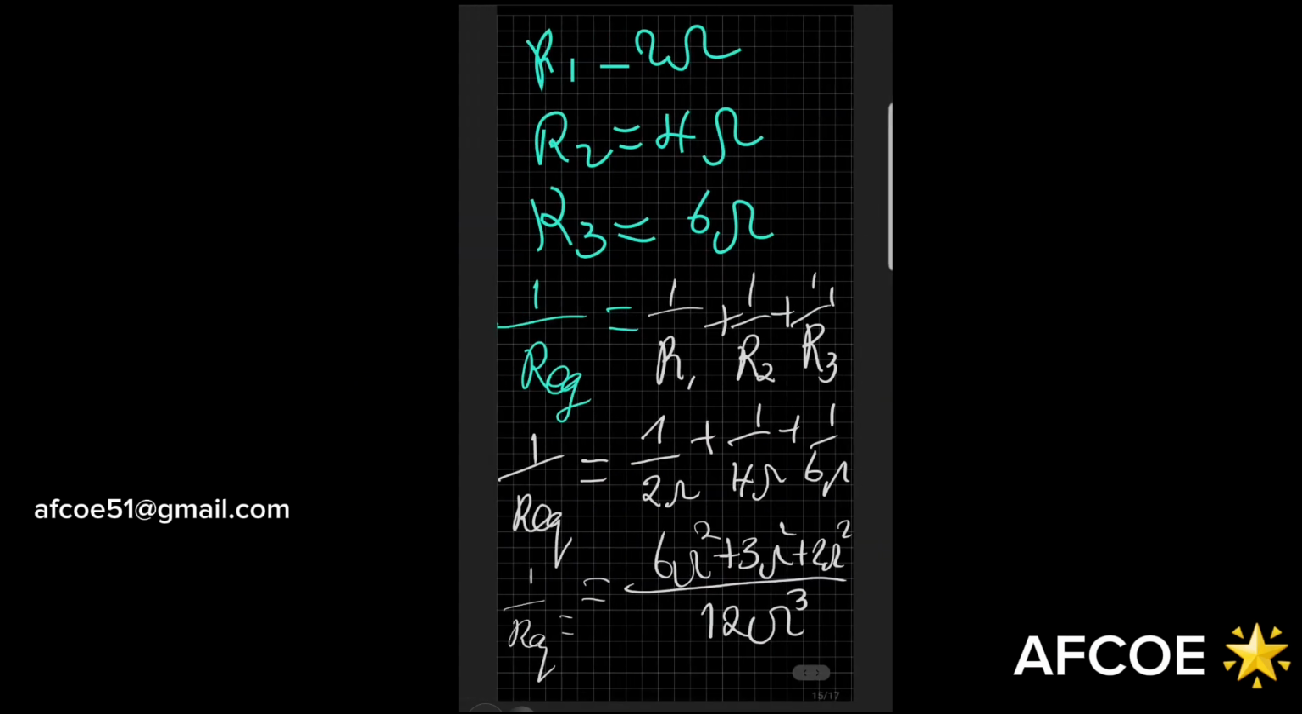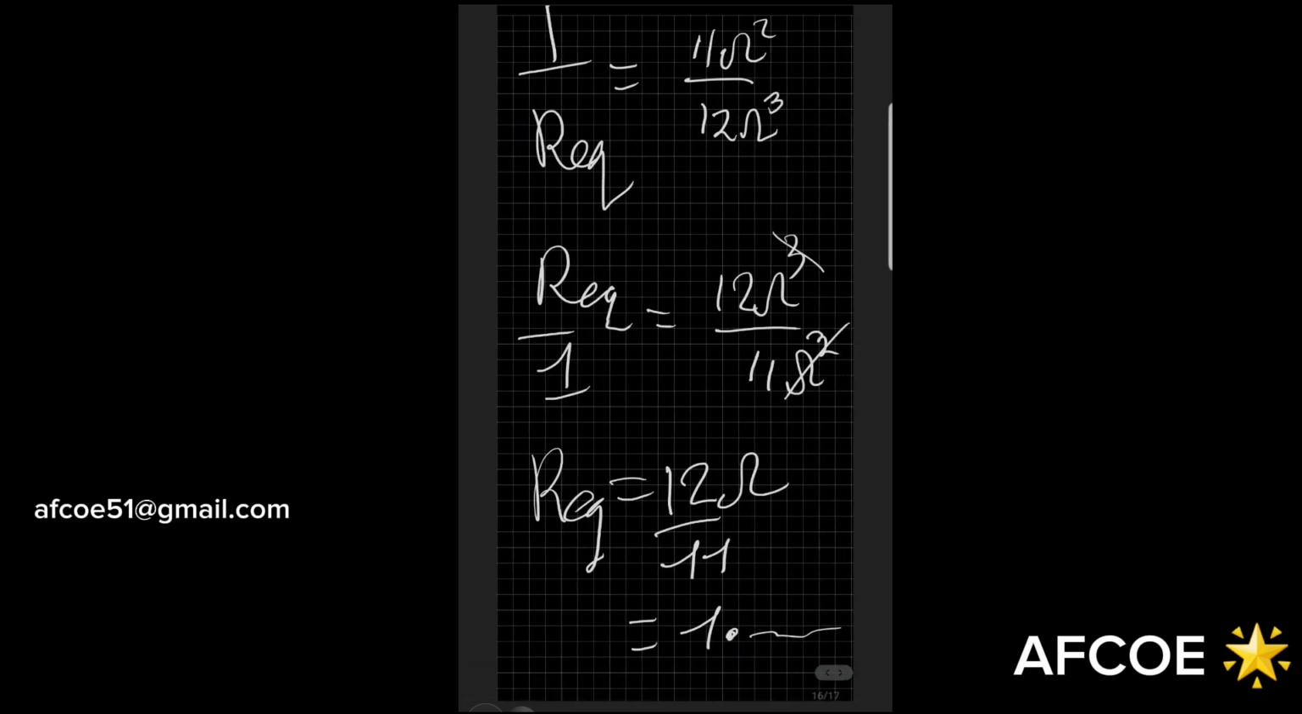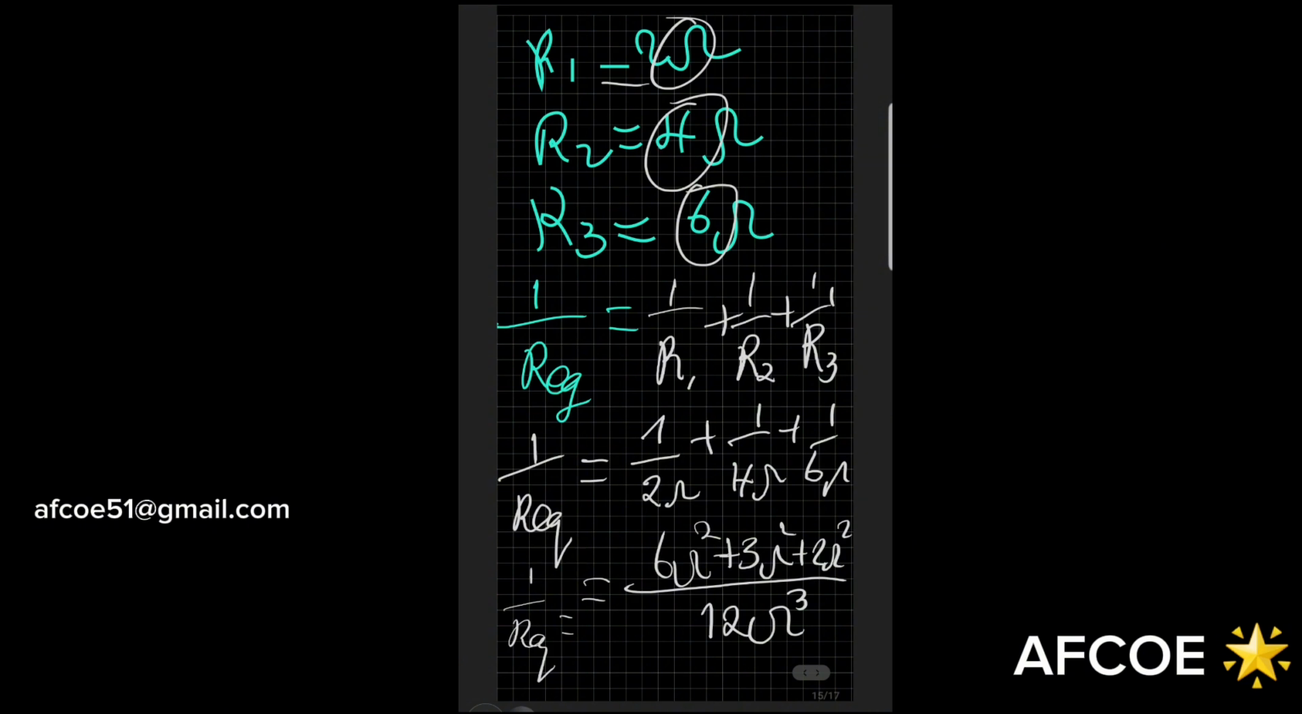Now what you have to know is that when resistors are in parallel, the equivalent resistance is less than the smallest among the resistors. Here we were having 6, 4 and 2. Our equivalent is what? 1 point something. It's not up to 2. So this is how you know whether you have done it correct or wrong. Your equivalent resistance should be less than the smallest value of each resistor.